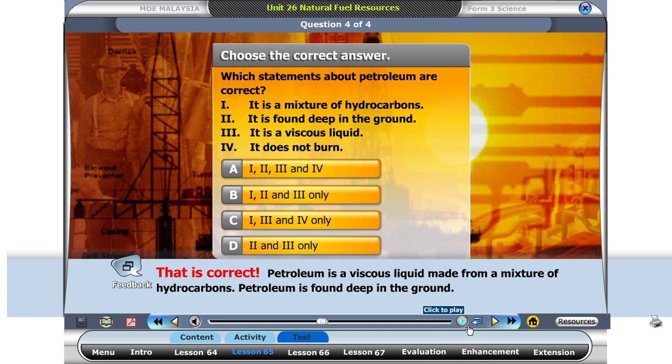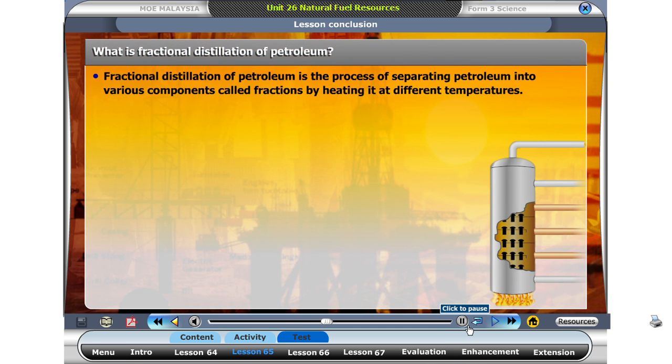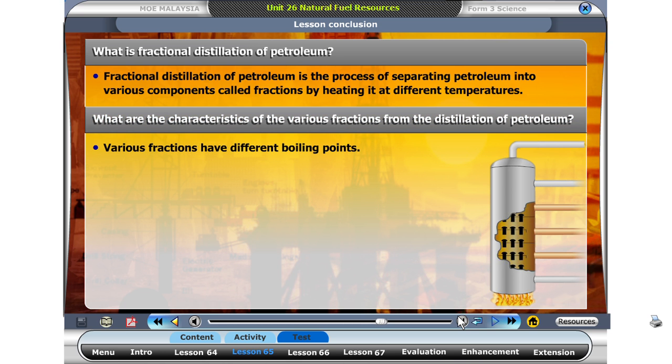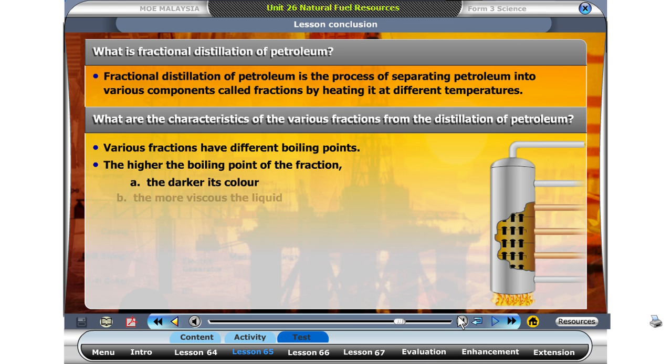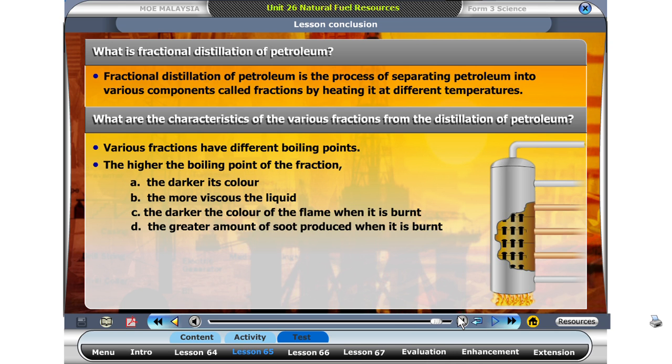Fractional distillation of petroleum is the process of separating petroleum into various components called fractions by heating it at different temperatures. The higher the boiling point of the fraction, the darker its color. The more viscous the liquid, the darker the color of the flame when it is burned. The greater amount of soot produced when it is burned.